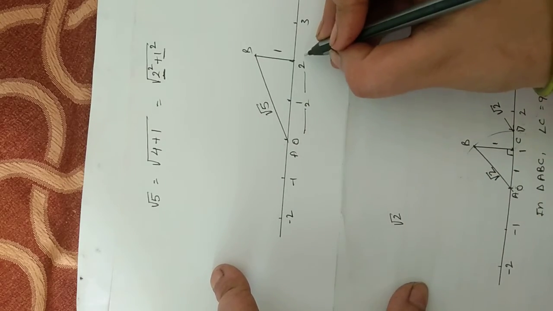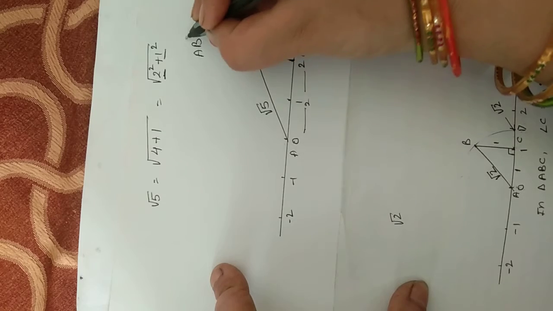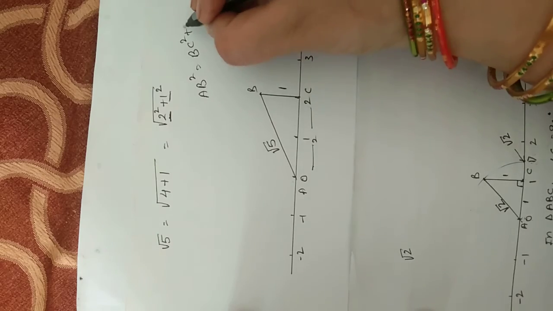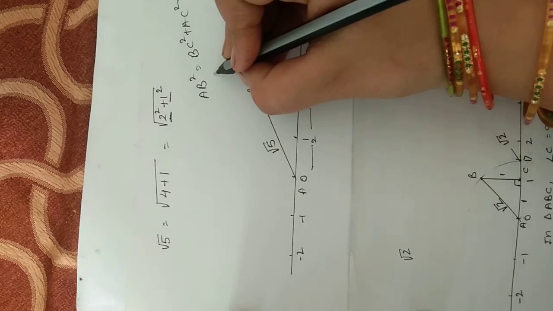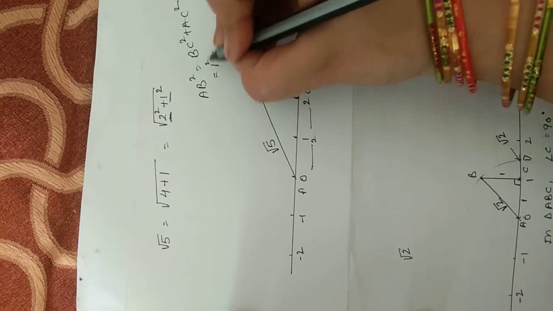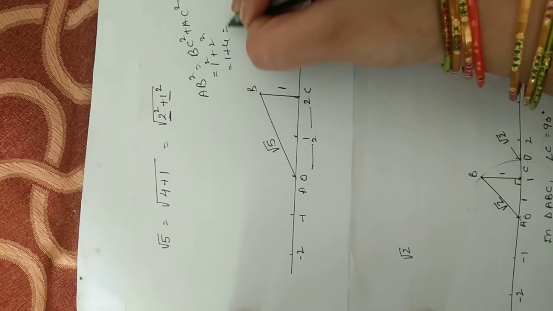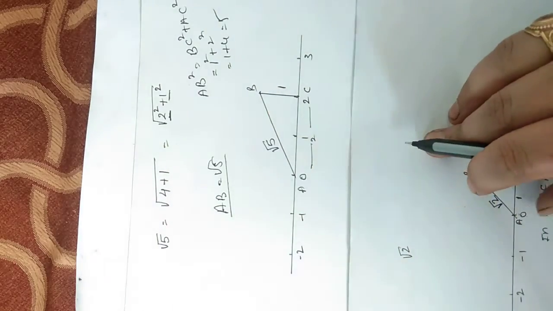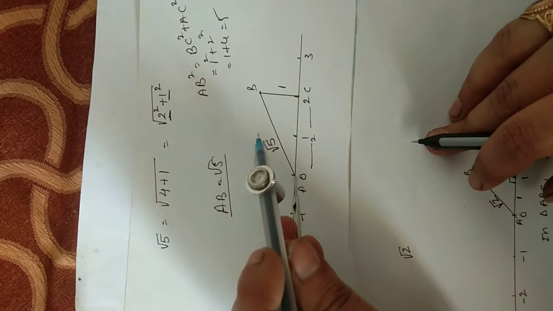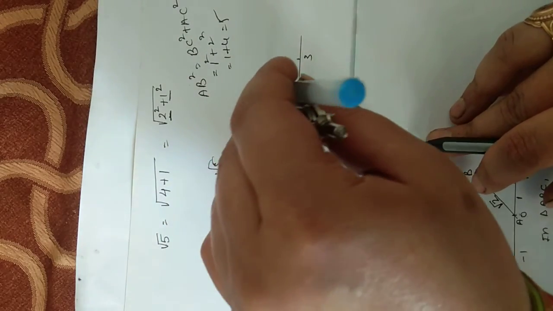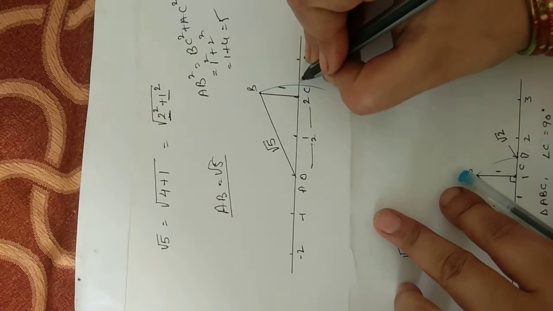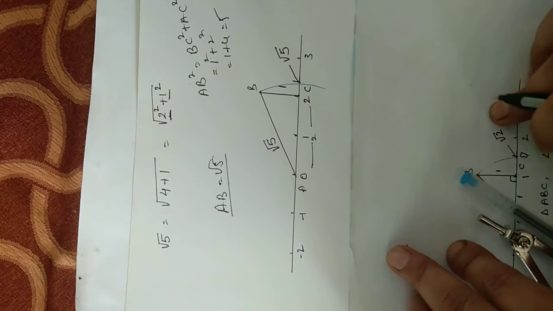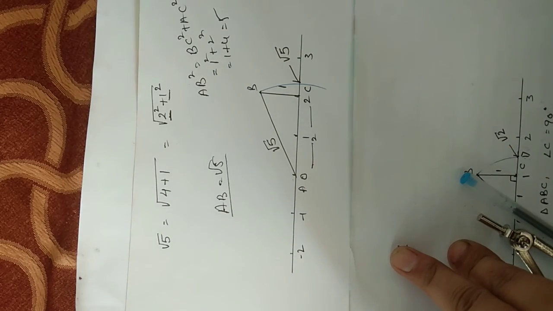A, B, C. So AB square is equal to BC square plus AC square. Okay. So BC is nothing but 1. AC is 2. So 1 plus 4, it is 5. So AB is root 5. Okay. Now the same thing you will do. You will take A to B distance in your compass. You will draw an arc. And this is the location of root 5 on number line. So you will practice all these 3 roots in your notebook.